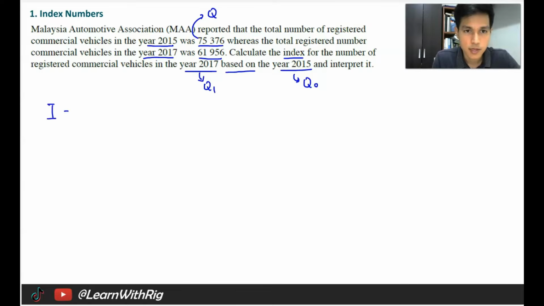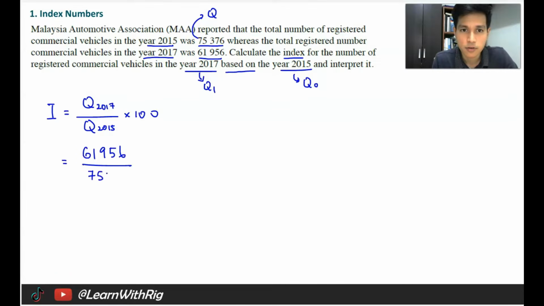So formula is I equals to Q, in this case is what? 2017, right? So Q 2017 over Q 2015 times 100. So in this case, 2017 is 61956, and then 2015 is 75376. So from here itself, you can see that the amount actually what? Decrease, right? From 2015 to 2017, you see the price decrease.